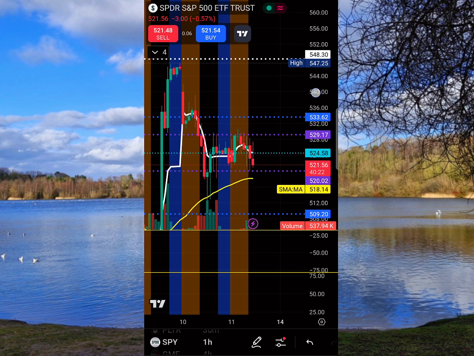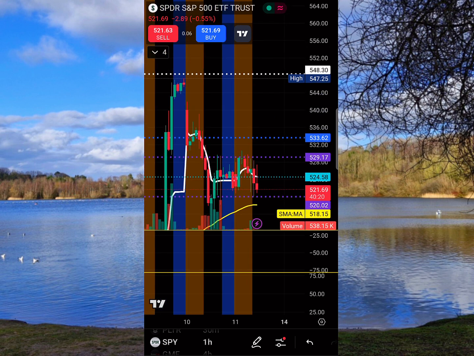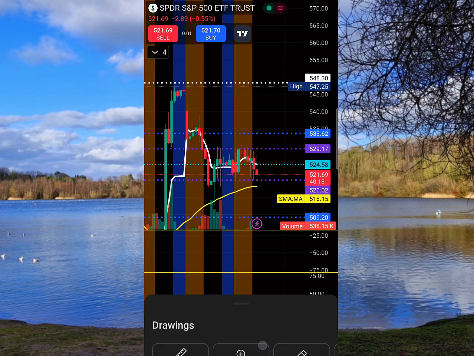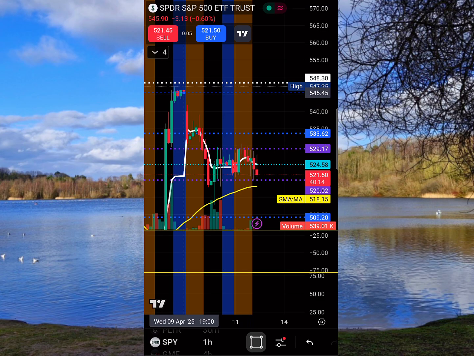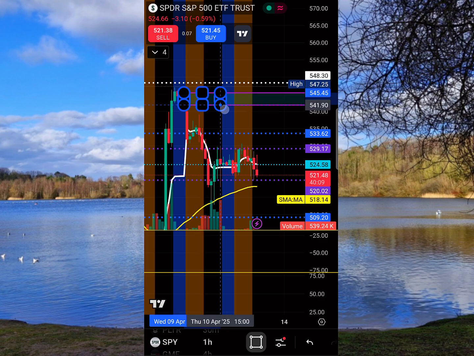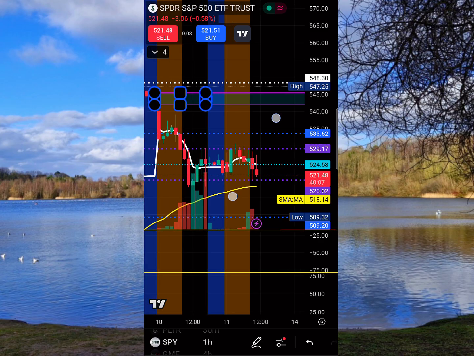Up here you can see there is a gap to be filled, so at some point this gap needs to be filled. So the SPY will have to make its way up here, up to 545, to fill out this gap that it's left.